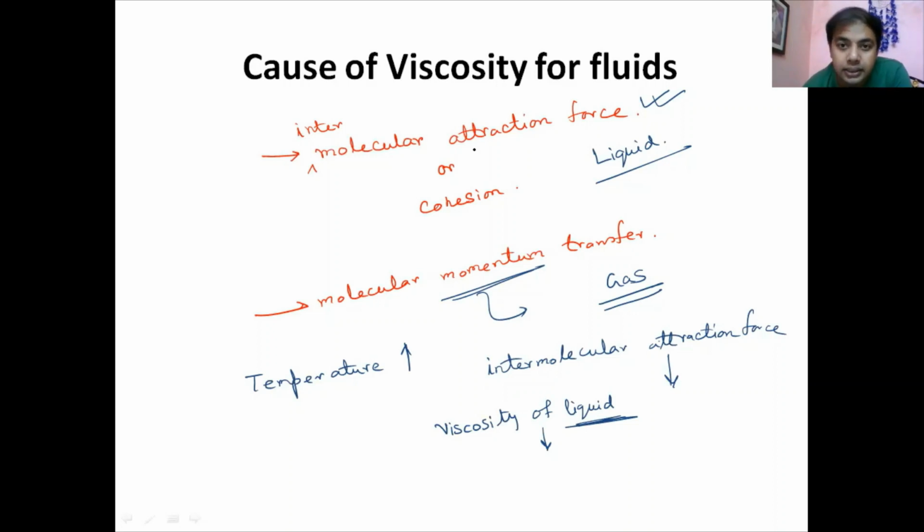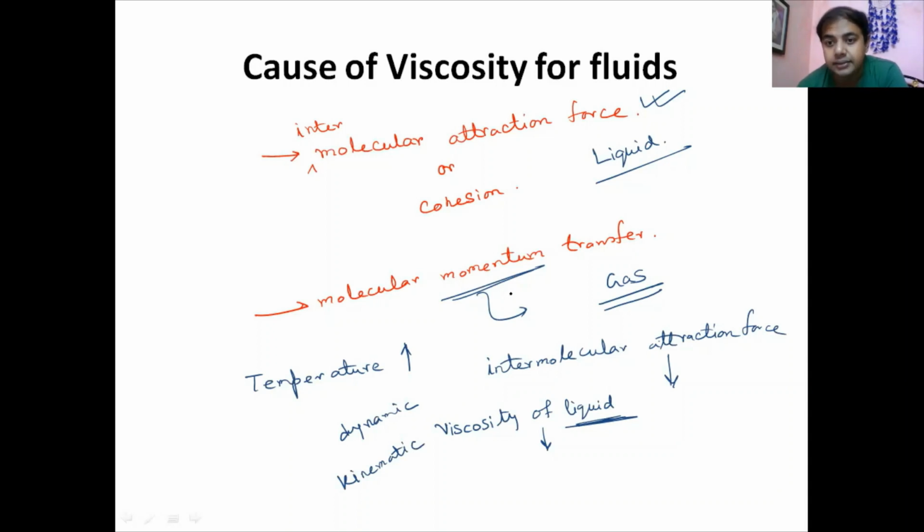In case of the liquid, the viscosity depends on the intermolecular attraction force. I am talking about both viscosities here, whether the viscosity is the dynamic or the kinematic. In both cases, it will decrease for the liquid. If you increase the temperature, the viscosity of the liquid will definitely decrease. Both.